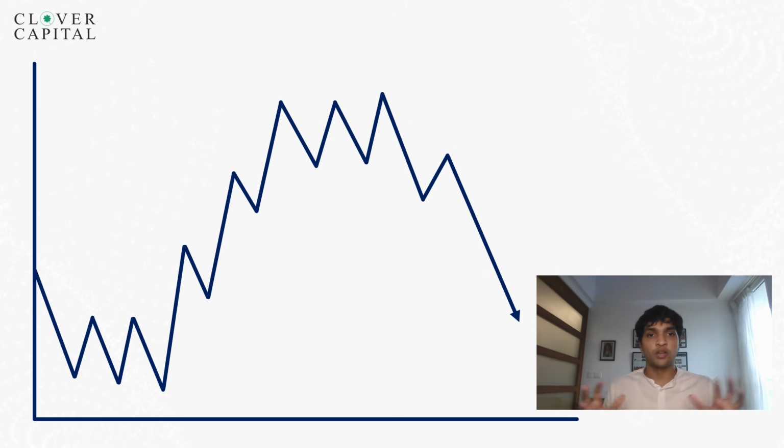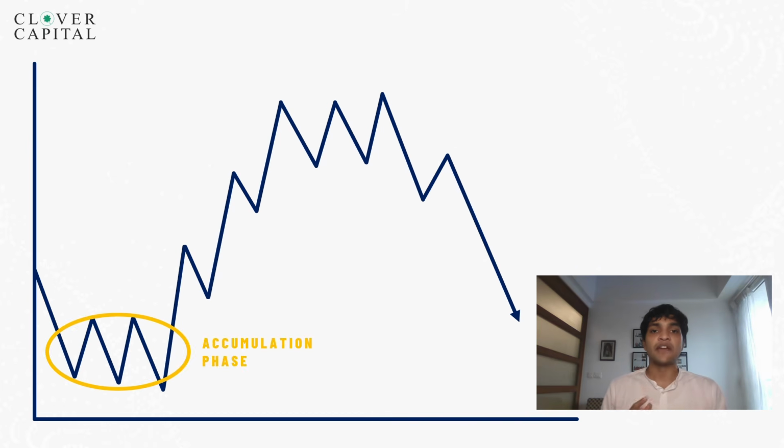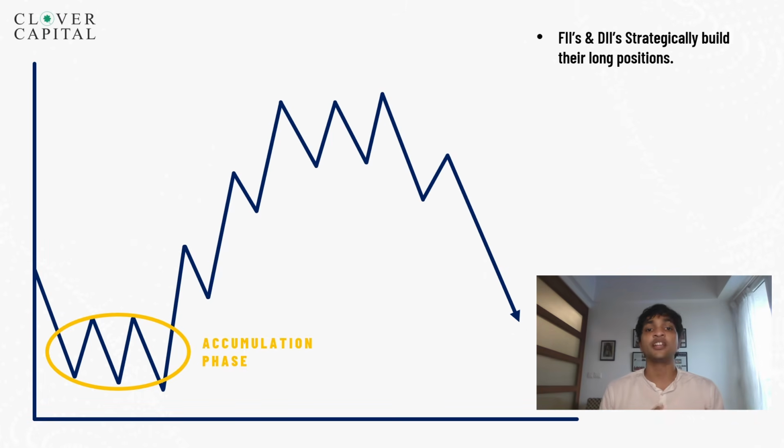Alright, so let's tie everything together now by looking at the 4 stages of a market cycle. Let's begin with the first stage, the accumulation phase. Every market cycle begins with an accumulation phase. This is when domestic institutional investors, aka DIIs, and foreign institutional investors, aka FIIs, also termed as smart money, start buying shares quietly and at low prices. This is usually after the market has bottomed.